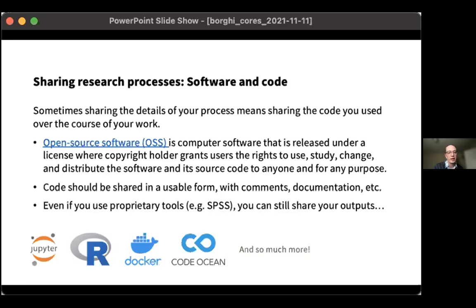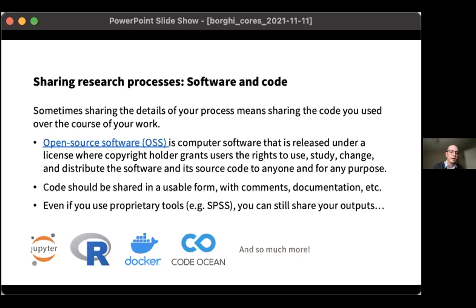And I will also say that code should be shared in a usable form. This is particularly challenging in some environments where it becomes really important to share, okay, well, we created these scripts and they need this particular software environment in which to run. So you need to have some documentation. Also, it's really helpful to have comments in your code. We could have a whole conversation about sharing code on GitHub versus preserving it in other platforms.